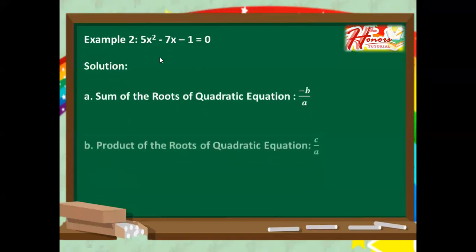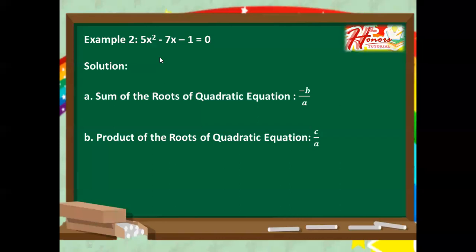Number 2, we have here 5x squared minus 7x minus 1. So for letter A, kindly write number 5. It is because that is the numerical coefficient of x squared. For letter B, we have here negative 7 because that is the numerical coefficient of x. And also for letter C, that's negative 1. Now let's look for the sum of the roots of quadratic equation.